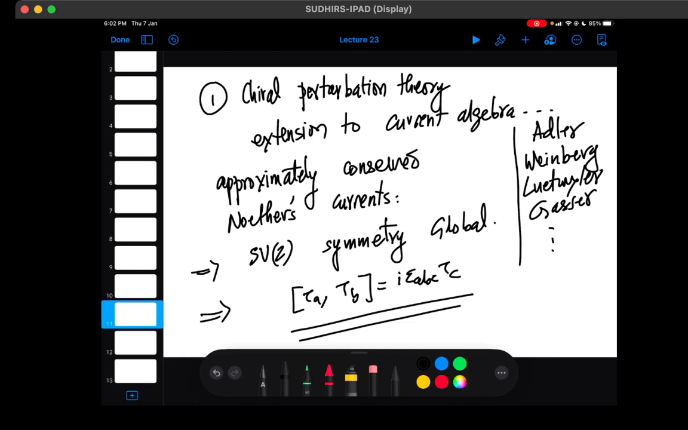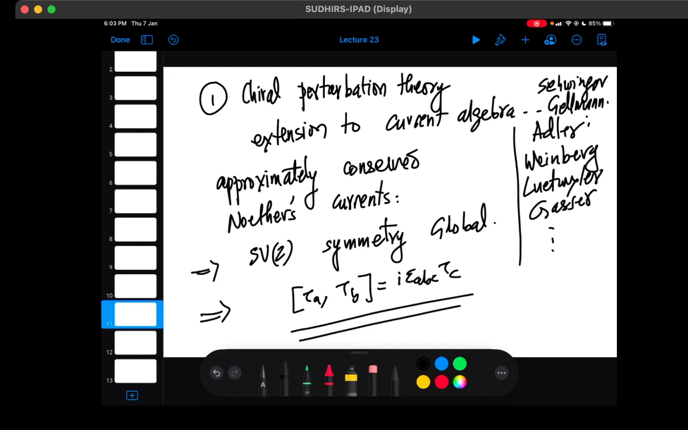The current algebra was actually started by Schwinger, Gell-Mann and several others, and then there is something called the Adler sum rule, and then Weinberg, Gasser and others all contributed in developing chiral perturbation theory. So it was started off by Schwinger actually. Anyway, there is a global symmetry, as we have seen, when things are almost degenerate. According to the global symmetry, you will have some generators which satisfy these commutation relationships.